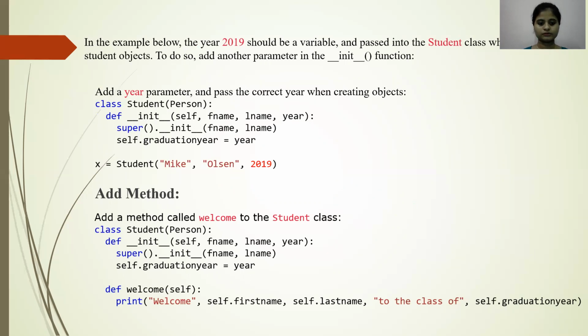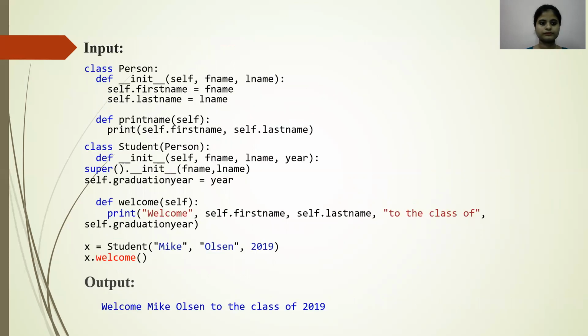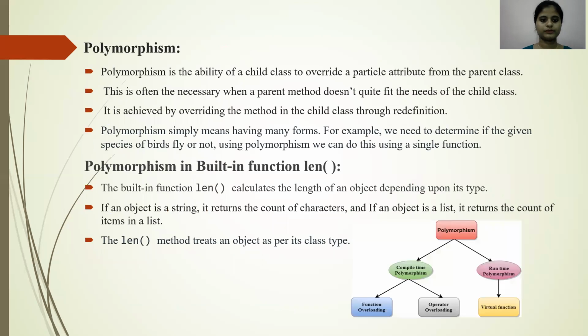Let's add another method. Add a method called welcome to the Student class. Then finally print welcome, self.firstname, self.lastname, to the class of self.graduationyear. Let's have a look at the input. First defining a class, then using an init function, then using Student, then using method and year. And here is the output.